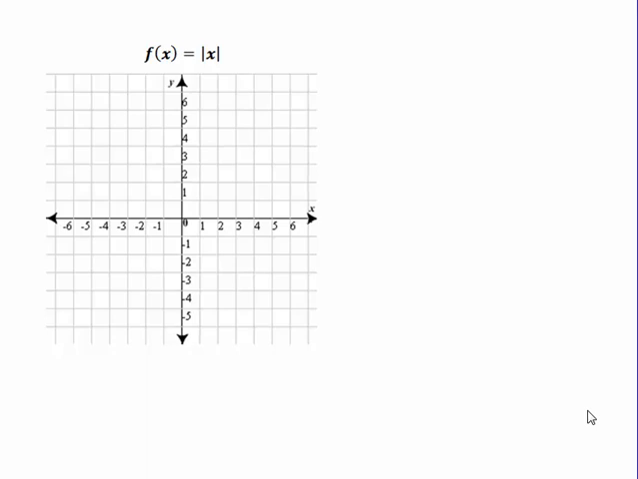Okay, so here we have the guided notes for tonight. And the title is The General Form of the Absolute Value Equation. And here I gave the most generic absolute value equation, the absolute value function, f of x equals the absolute value of x.